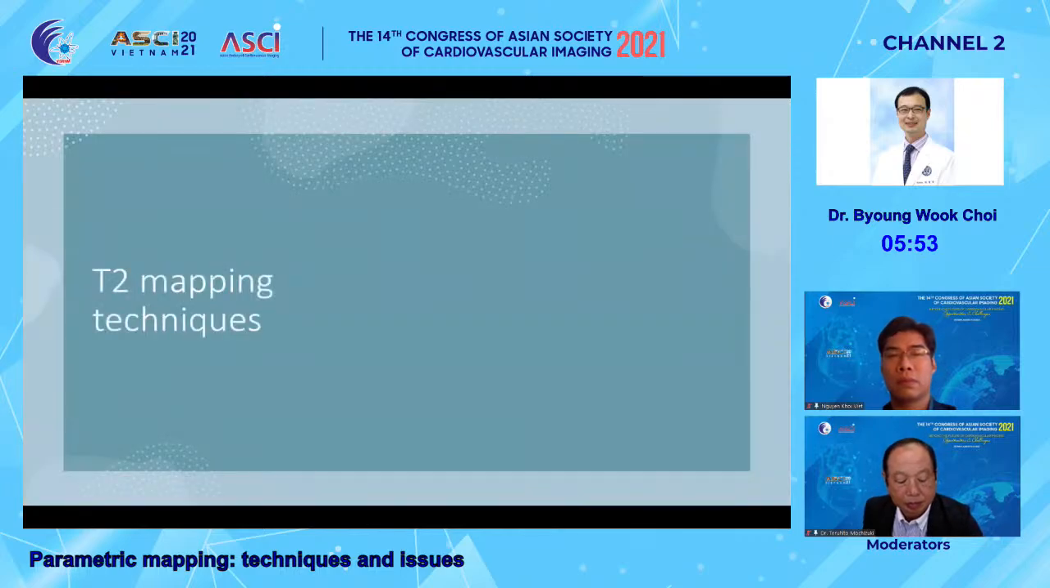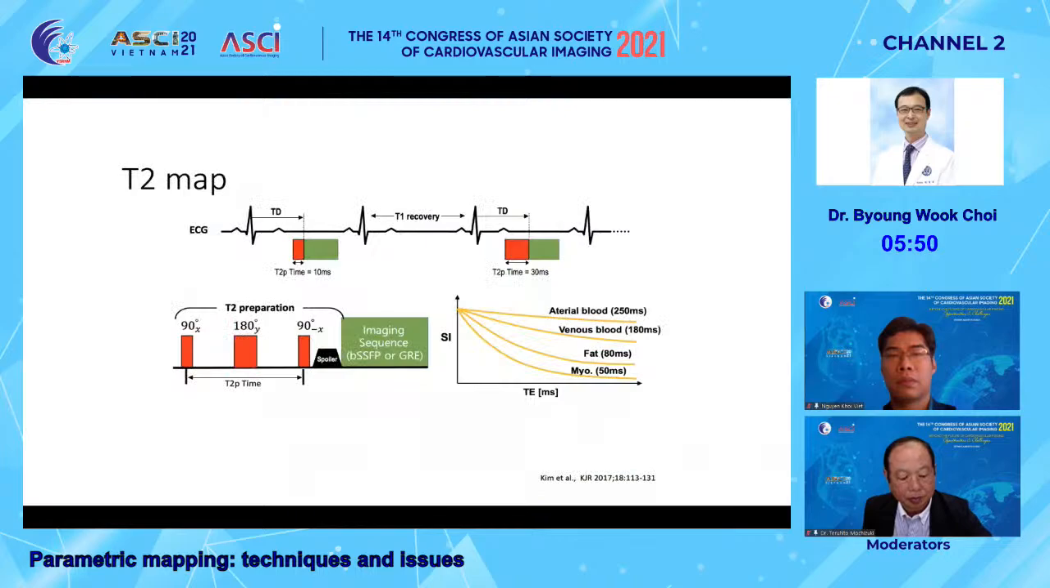Let's move on to T2 mapping technique. I'm going to briefly talk about two methods for T2 mapping. Two types of T2 mapping sequences are used in cardiac MR imaging. The first one that I talk about is T2 preparation pulse-based sequences. The method involves two steps. The first, a T2 preparation module, and the second, a rapid imaging sequence that includes balanced SSFP or rapid gradient echo sequence. The T2 preparation module comprises non-selective 90-degree and 180-degree pulses to create spin-spin relaxation between two 90-degree pulses.